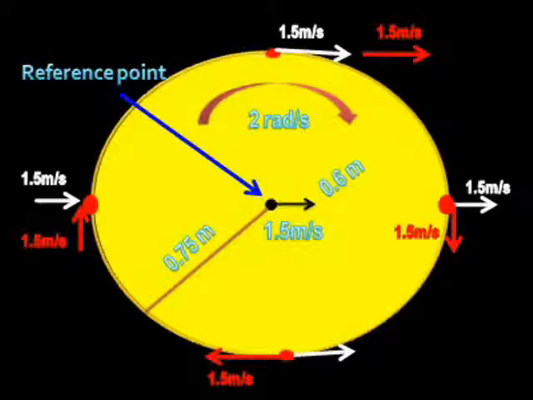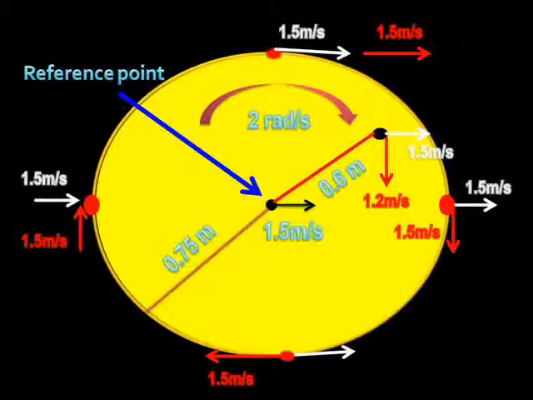Let's move on to taking some point in between on the cylinder. This will measure 0.6 meter from the reference point. Our translational velocity will still be 1.5 meters per second, but the rotational velocity will be computed as r1 omega. So 0.6 multiplied by 2 is equal to 1.2, and the rotational velocity now is 1.2 meters per second.